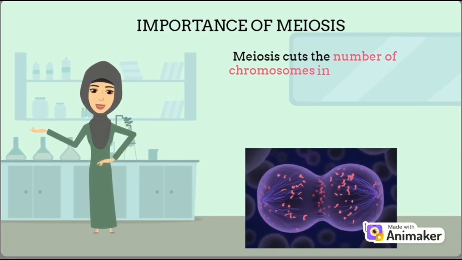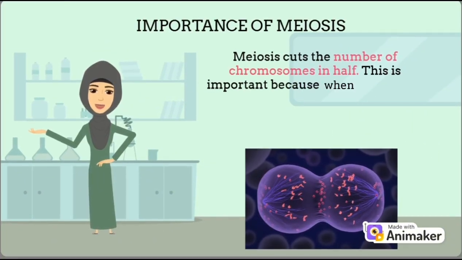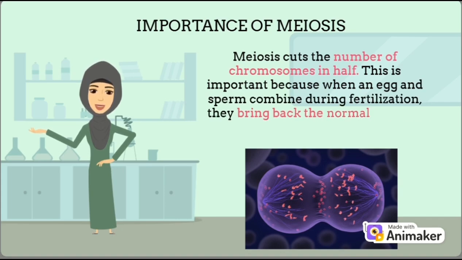Firstly, it keeps the right number of chromosomes. Meiosis cuts the number of chromosomes in half. This is important because when an egg and sperm combine during fertilization, they bring back the normal number of chromosomes. Without meiosis, the chromosome number would double each generation.